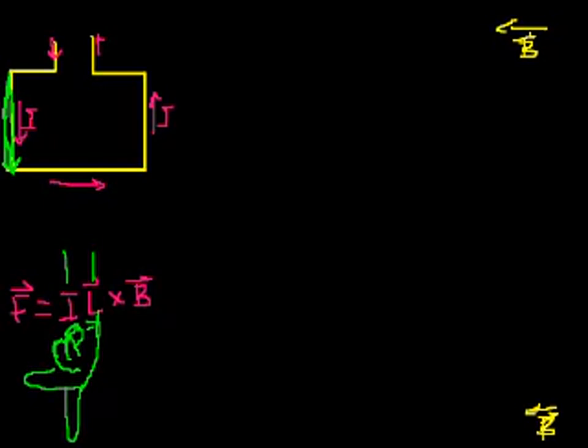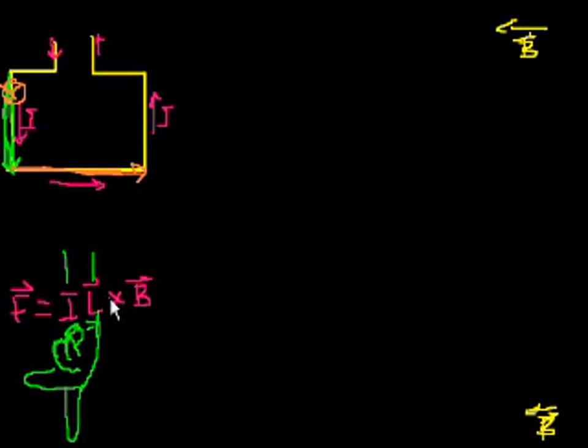So let me draw that. So the force vector, I'll do it in this orangey brown color. The force vector on this segment of the wire is going to be going down. Now what about this segment of the wire? Well, think about it. This segment of the wire, this L vector, is parallel to the magnetic field, just in the opposite direction.